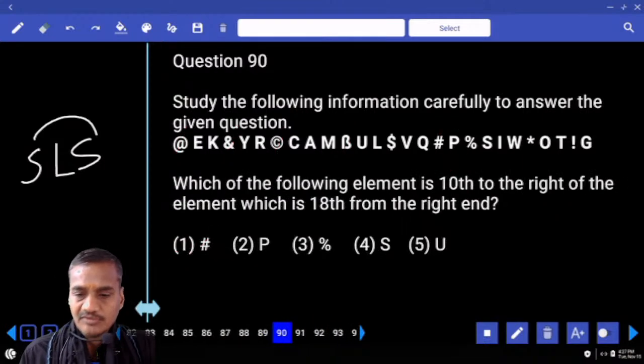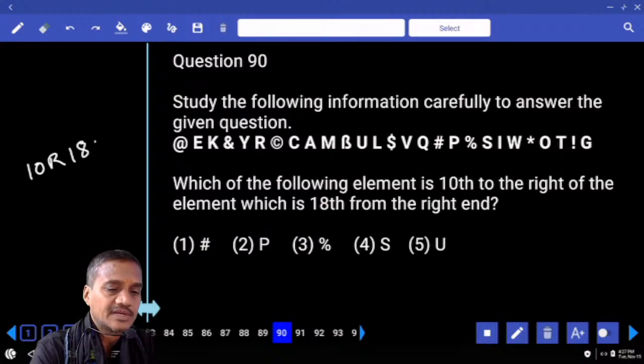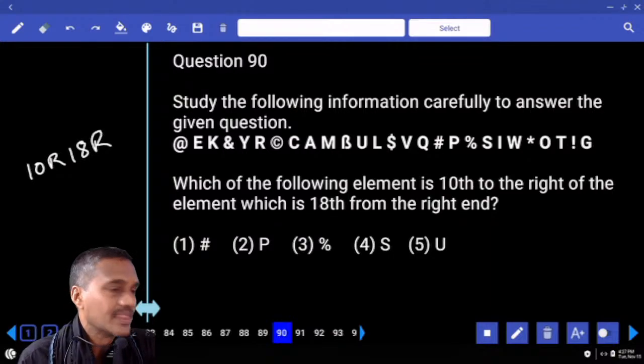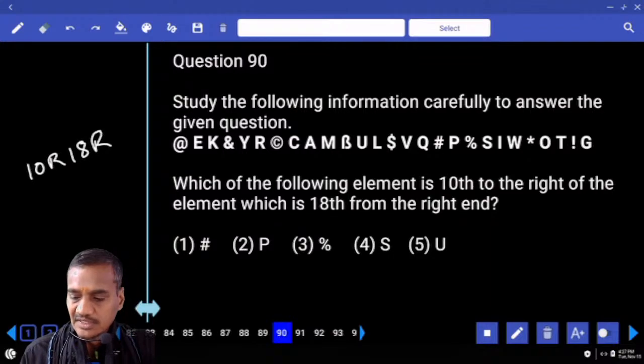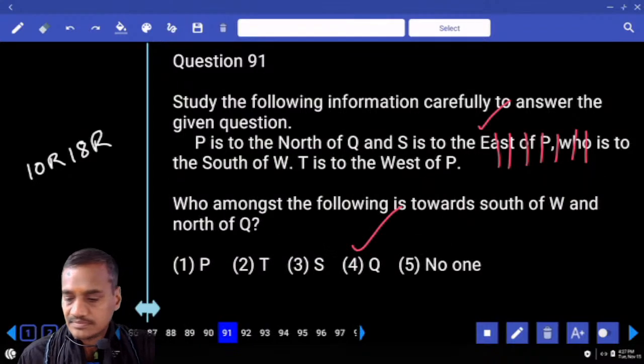And 90. Which of the following elements is 10th to the right of 18th from the right? Now 10th right and 18th right. Right and right means same direction, we need to subtract. 18 minus 10, 8. 8th from the right hand side, 1, 2, 3, 4, 5, 6, 7, 8. Yes is your answer, choice 4 for question number 90.